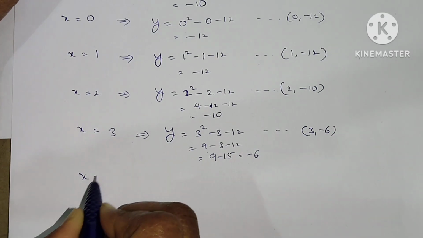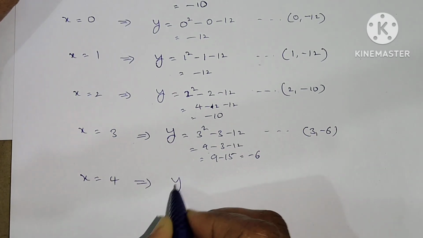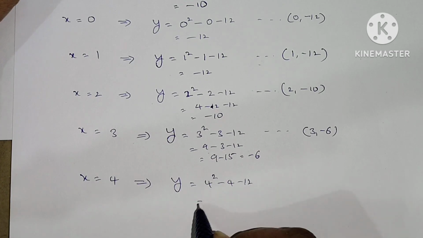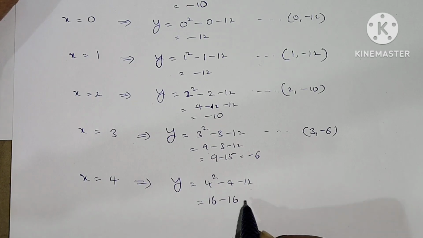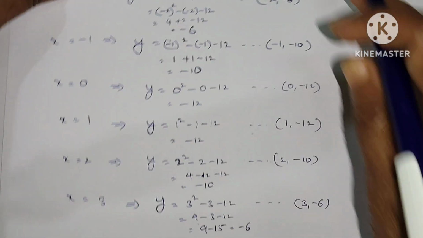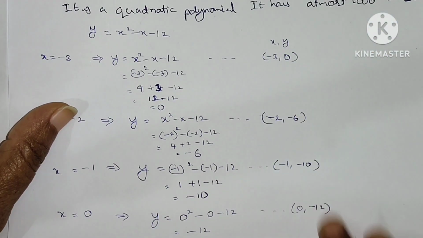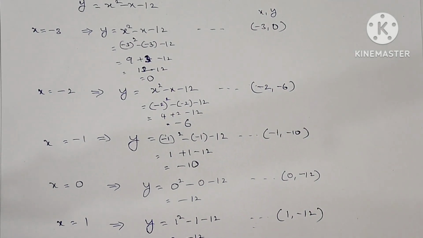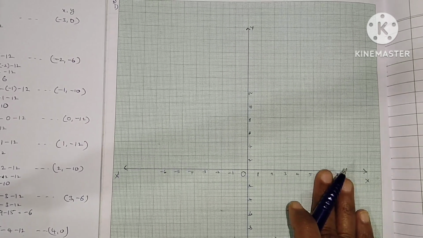So next x equal to 4 means y equal to 4 square minus 4 minus 12. So 16 minus 16 is equal to 0. So 4 comma 0 is the point. We use all these points to draw the graph. Next we draw the graph.